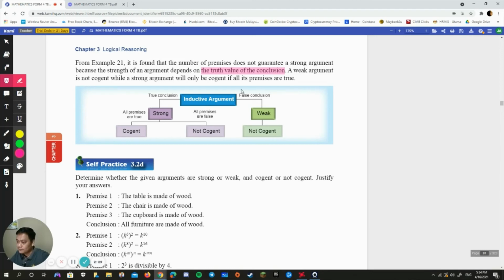You can refer to this chart for the conclusion. If an inductive argument has a true conclusion, it is strong. And then if all the premises are true, it is cogent. If the premises are false, it is not cogent. And if the conclusion is false, it is a weak argument, and a weak argument is not cogent.